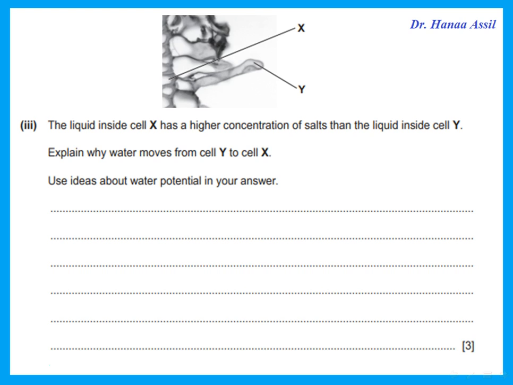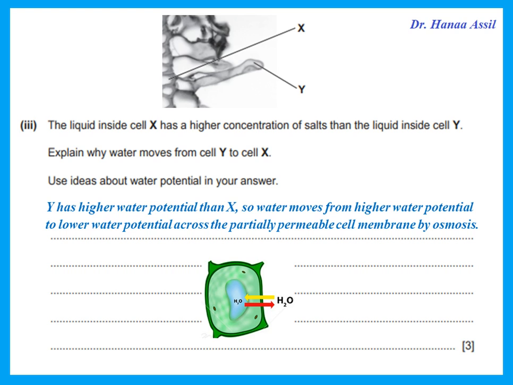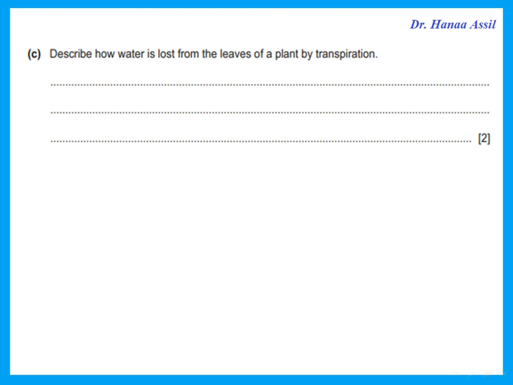Now if it says that X has higher concentration of salts, that means that which of them has more water potential or higher water potential? Remember that in this case, since Y has less salts, that means it has higher water potential. So normally the water would move from where you have higher water potential, so that is in Y, to lower water potential. This is across the partially permeable cell membrane. And of course, this process is called osmosis.